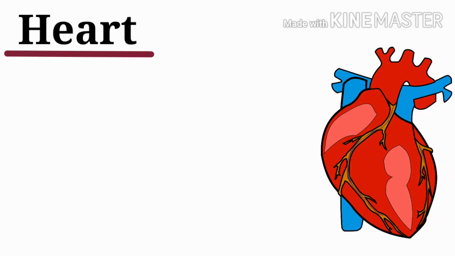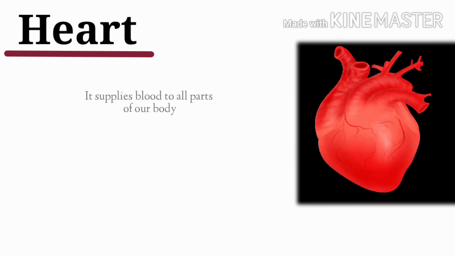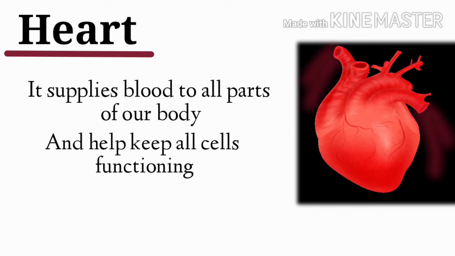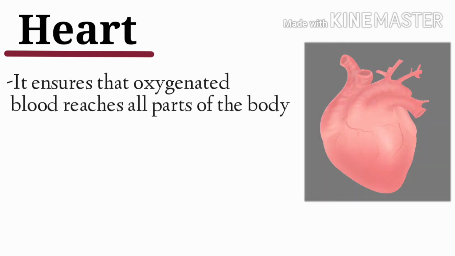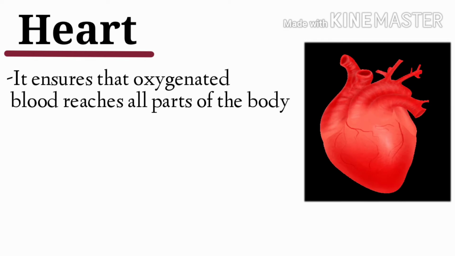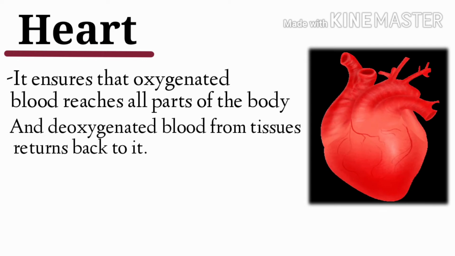The heart is a very important organ of our body. Why? Because it is the organ that pumps blood throughout our body. The heart acts like a pump, but instead of water, it supplies blood to all parts of our body and helps keep every cell in the body functional. Since it makes sure that oxygenated blood reaches all the organs and ensures that deoxygenated blood from the tissues returns back to it, it is called the organ of the circulatory system, as it forms a circle of oxygenated and deoxygenated blood.